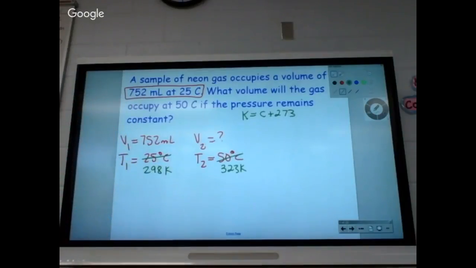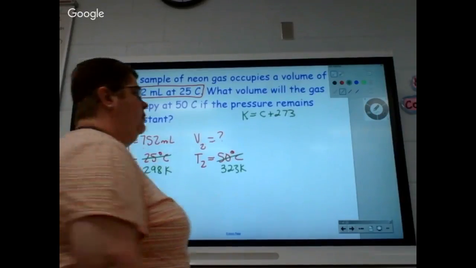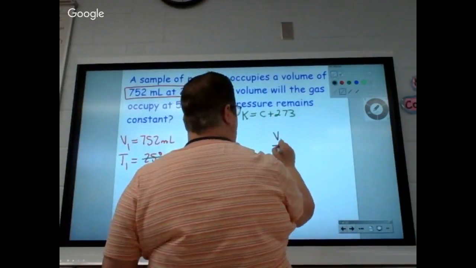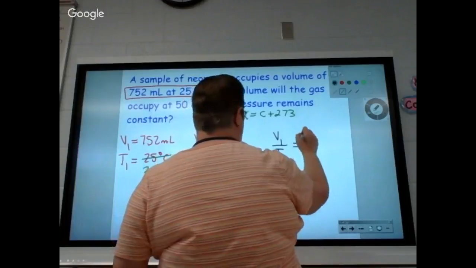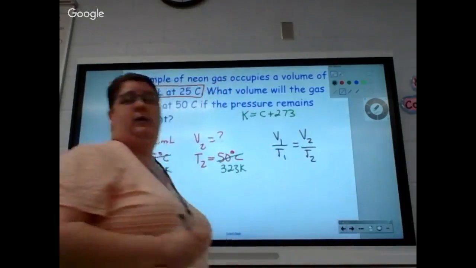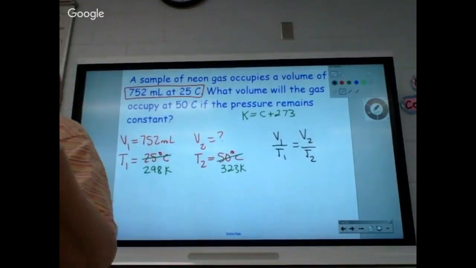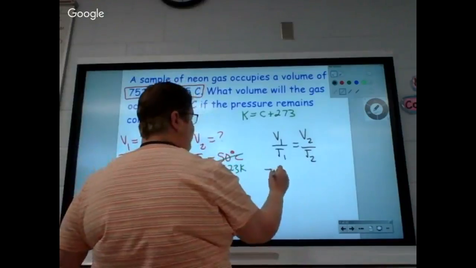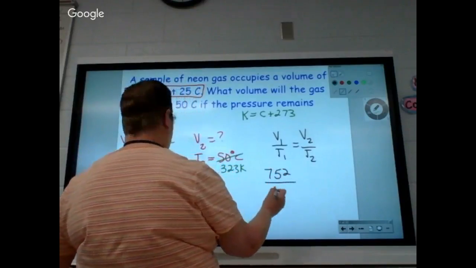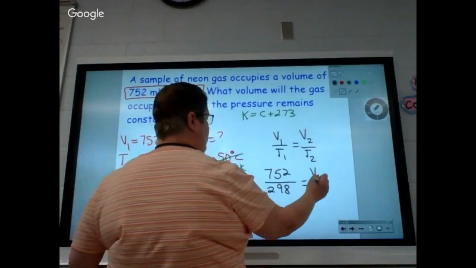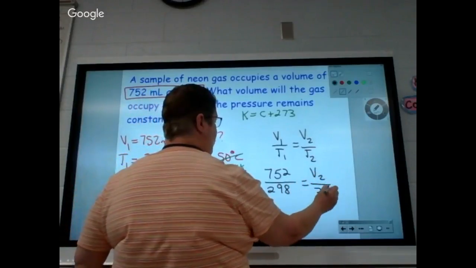Okay? So now all we have to do is, like I've said before, the plug and chug version of the formula. This is all math. None of this is really your chemistry skill. This is falling back on your math skill. So your V1 is your 752 over your T1, which is 298, equals V2 over 323.